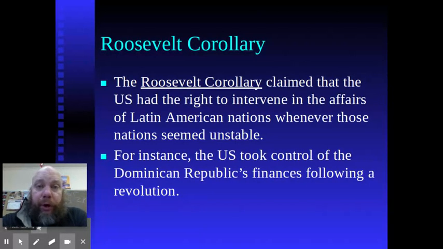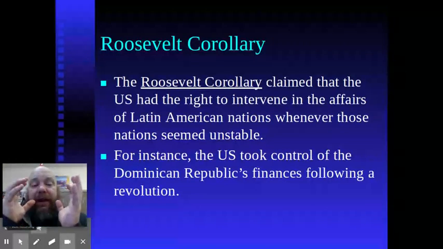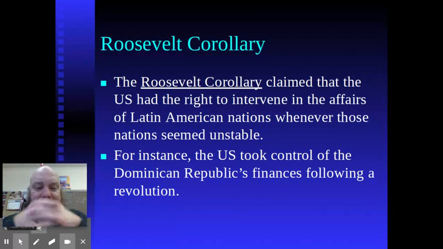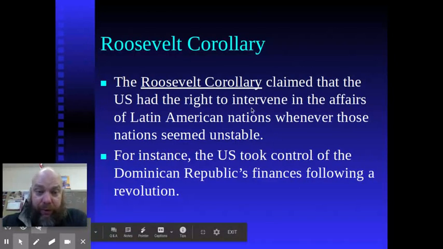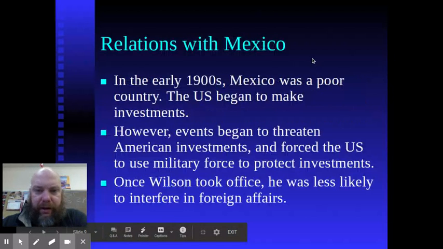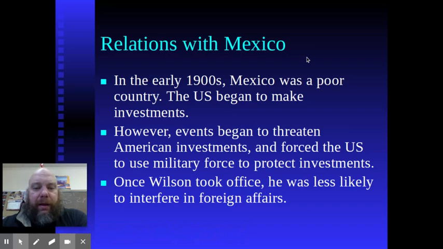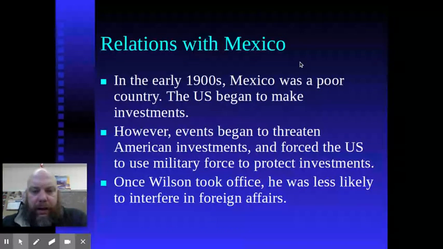Like it or not, the world is shrinking, not literally, but with the advent of the internet, the idea of an American economy is not really existing anymore. We're now a world economy, and all the peoples of the world are interconnected, for better or for worse. And so the idea of isolationism doesn't really hold much water nowadays in 2021, let alone back in the early 1900s. The United States begins to make investments in Mexico.